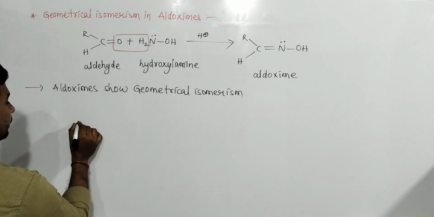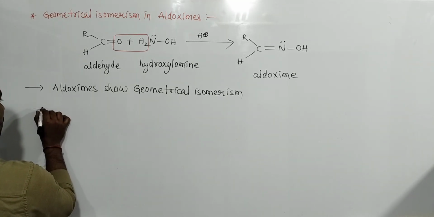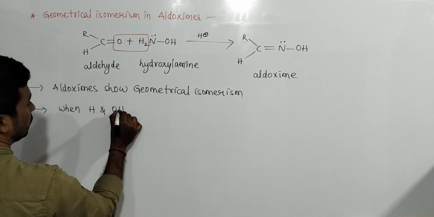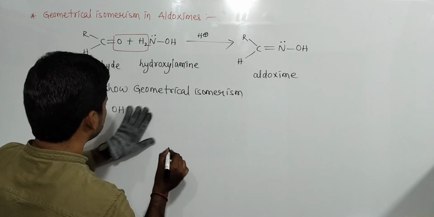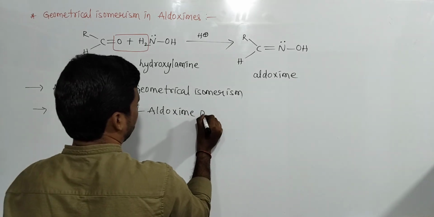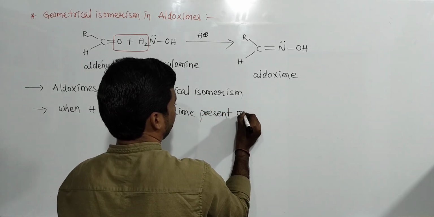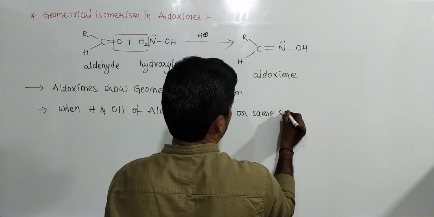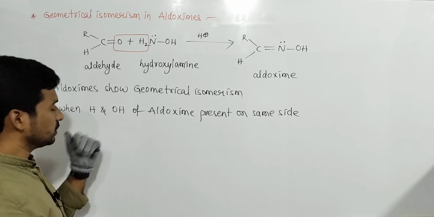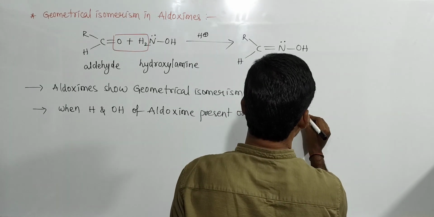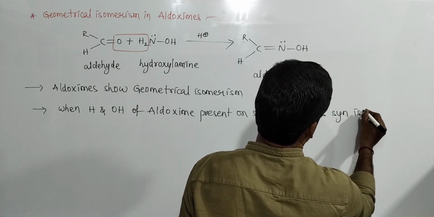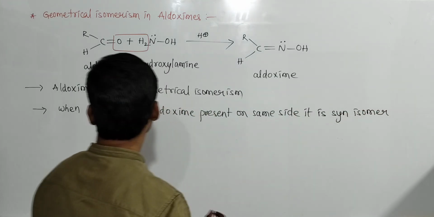Okay, if you write like this, when H and OH of the aldoxime are present on the same side, these two are not similar. Hydrogen and OH are not similar. You cannot say these two are cis. It is a special word. It is said to be syn isomer. Syn and anti concept here, syn isomer.